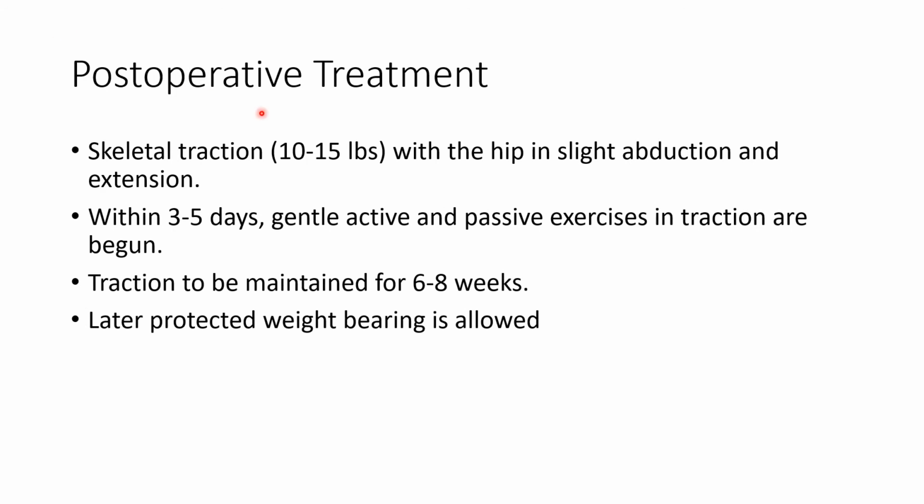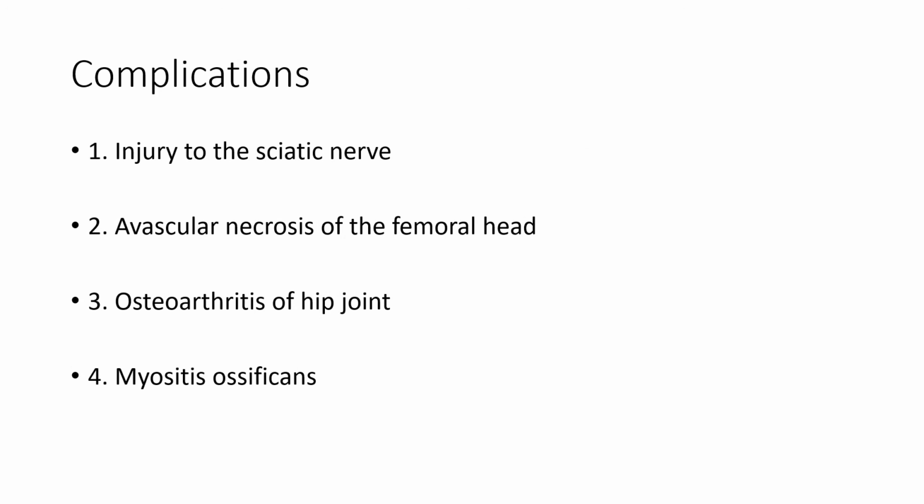The post-operative protocol is skeletal traction of 10 to 15 pounds with the hip in slight abduction and extension. Within 3 to 5 days, gentle active and passive exercises in traction are begun. Traction has to be maintained for 6 to 8 weeks. Later, protected weight bearing is allowed. In a type 5 posterior fracture dislocation, there is an associated femoral head fracture, and it has to be fixed separately.